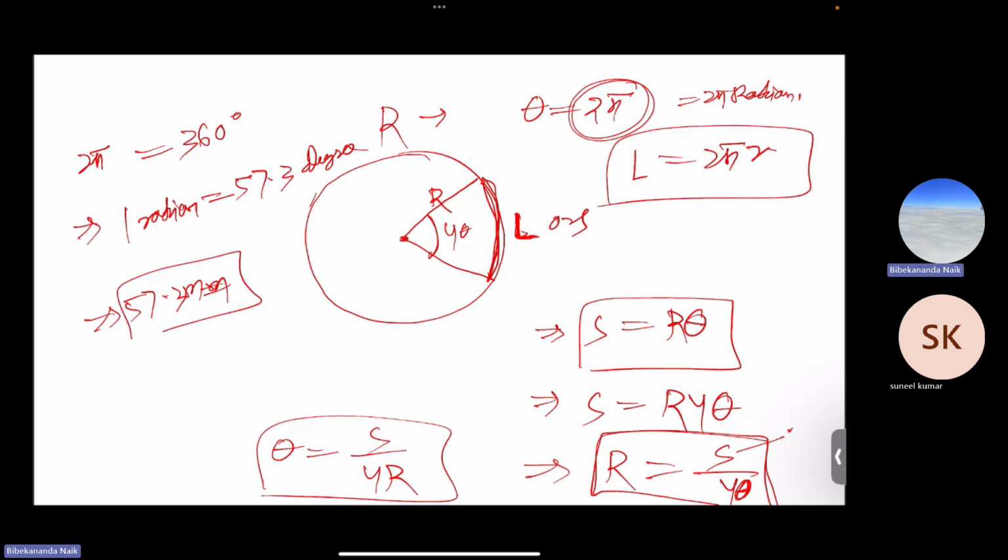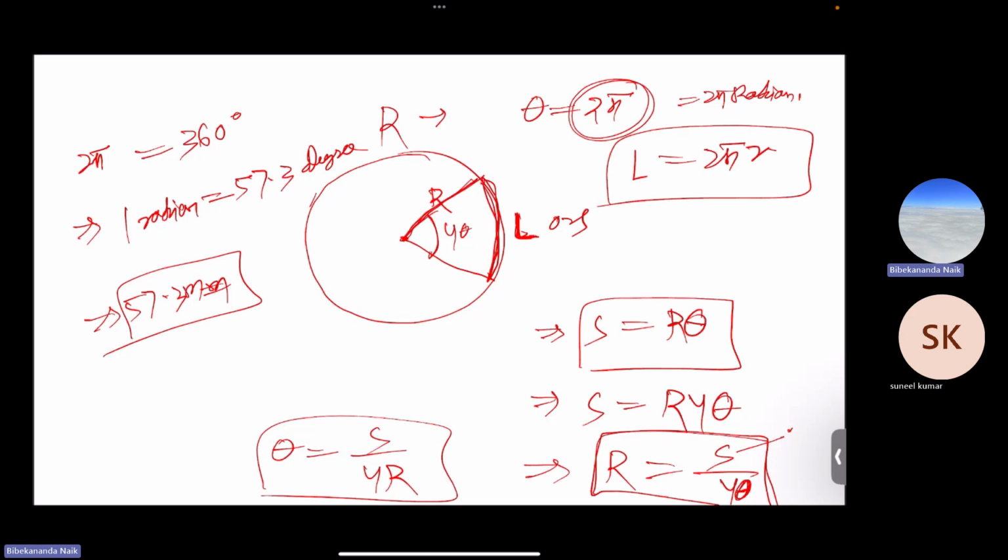Now, is it clear? 1 radian is equal to 57.3 degrees. Okay. So if you are taking the angles in terms of degrees, then this R will be 57.3 mm.